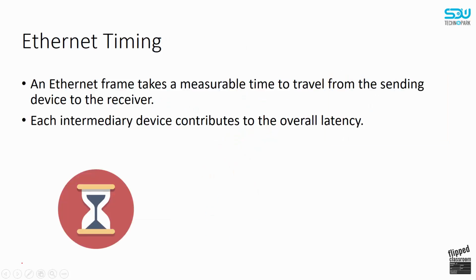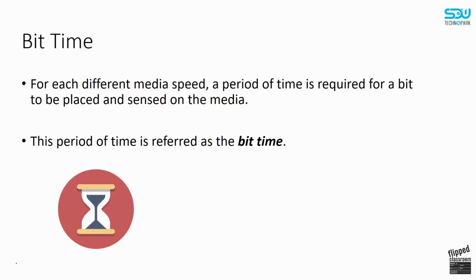We have timers in the Ethernet. An Ethernet frame takes a measurable time to travel from the sending device to the receiving device, and each intermediary device contributes to the overall latency. So we have a latency in our communication, and let's take a look at the Ethernet timers which we have. The first timer is called the bit time. It is the required time for a bit to be generated by an end device.